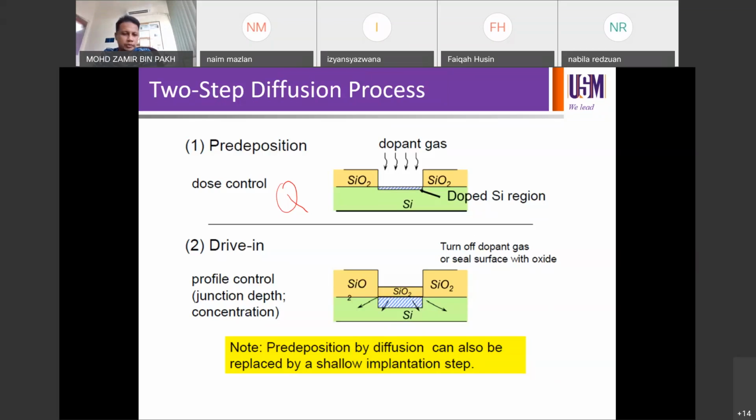So you can look at the description there. For drive-in, it's more of a profile control, junction depth formation, and concentration. Even though you do your profile control in the second step, you are actually building your junction as well, more or less, in the first process. That's why you need to use different equations, error function for the first pre-dep process and Gaussian profile for the second drive-in process, right? So you're already forming a shallow junction in the first step. So the second one is to actually drive the junction to the desired level that you have designed in your device, for example.